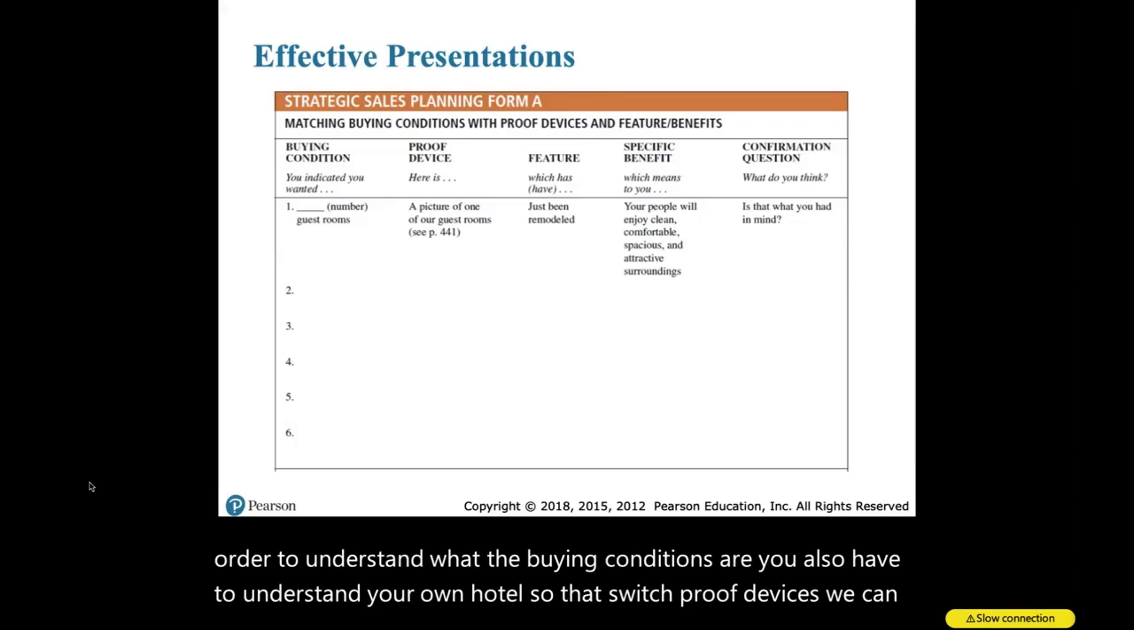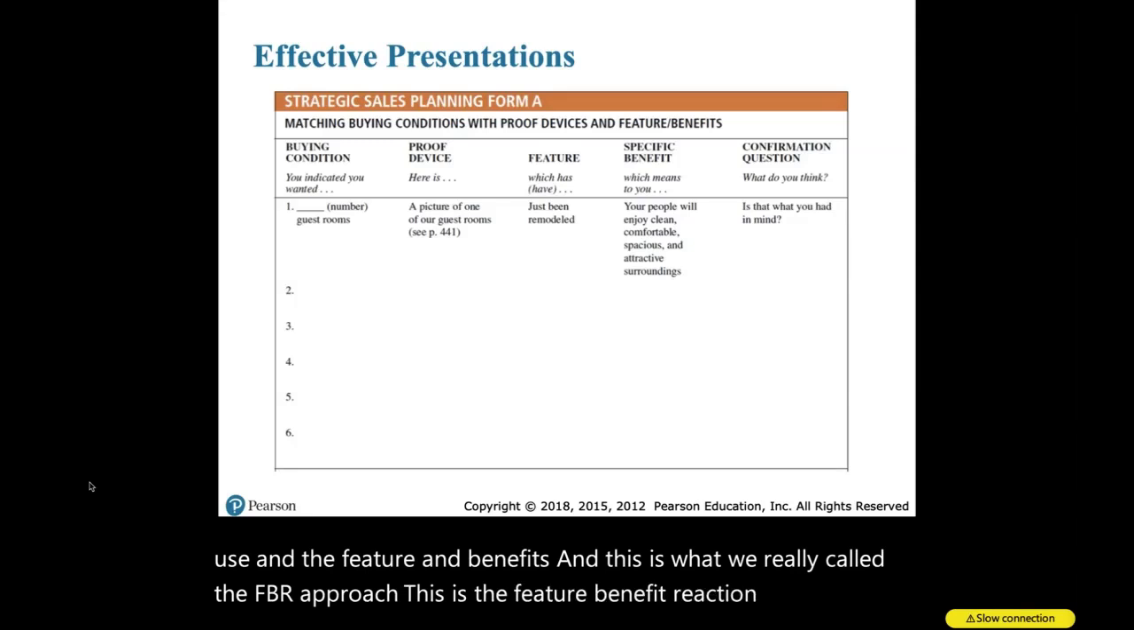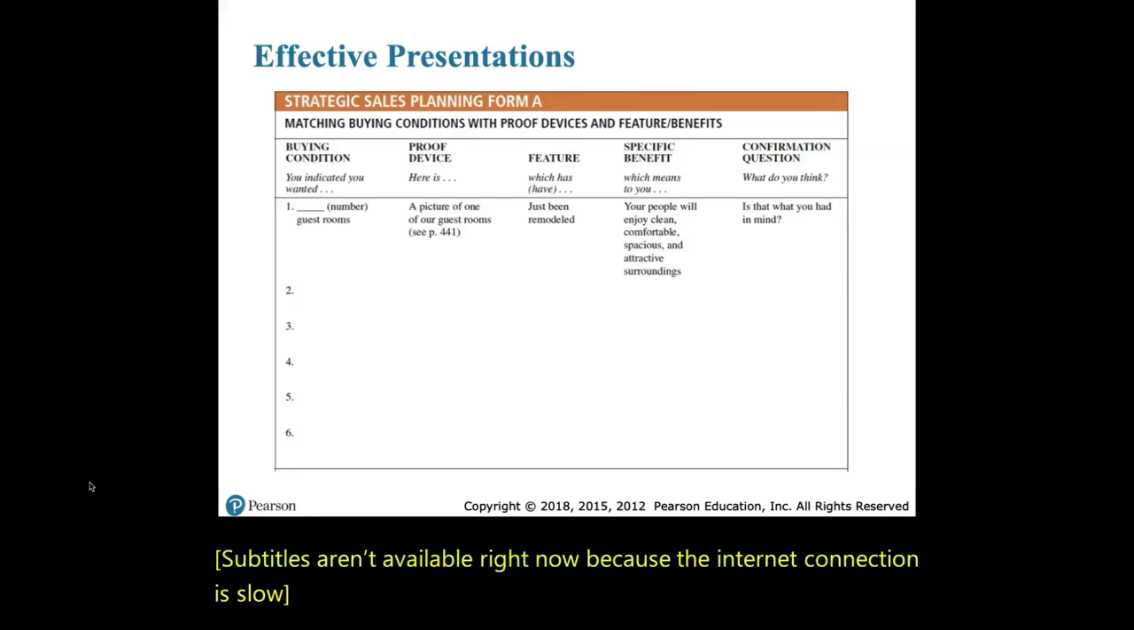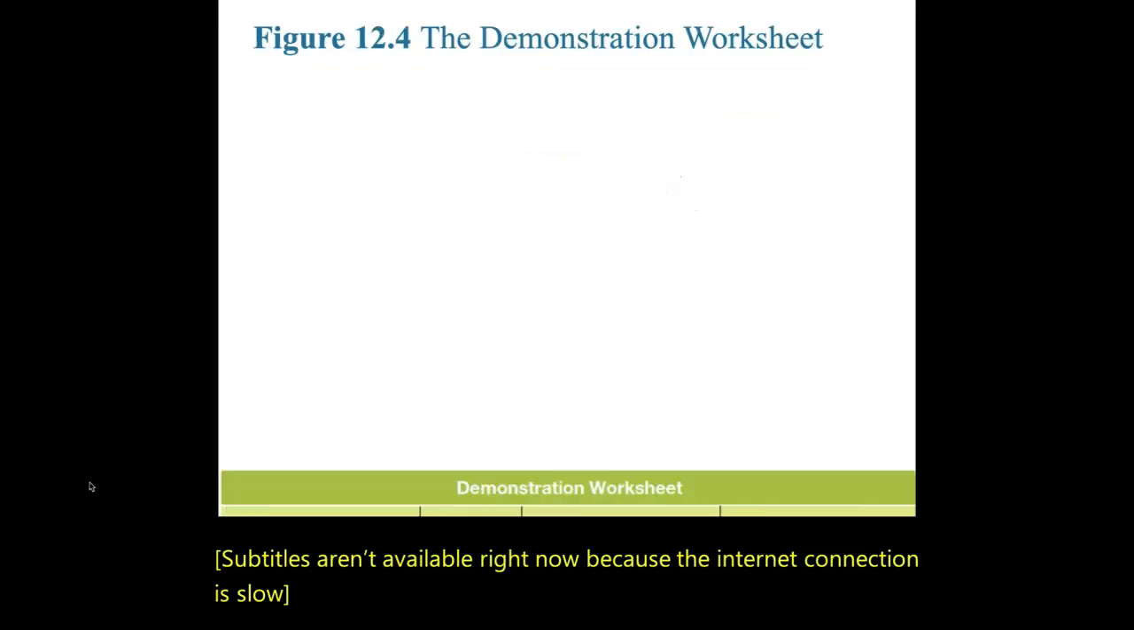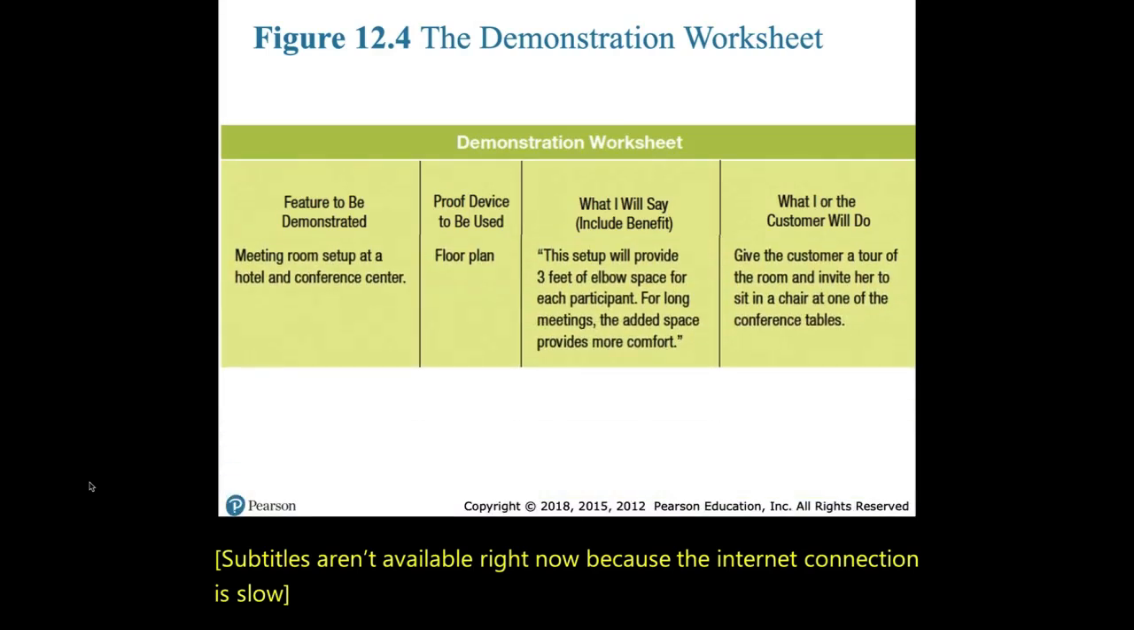Okay? So reminder, an effective sales presentation involves showing the prospect how the product can fill that specific need, that specific buying condition. And that's what this planning form is going to help us do. We have a demonstration worksheet. This is an opportunity to actually demonstrate how we can use our feature benefit approach. For instance, if we're actually talking about a meeting room, why don't we use the floor plan? Why don't we show the floor plan? And then we can talk about the benefit to that floor plan.